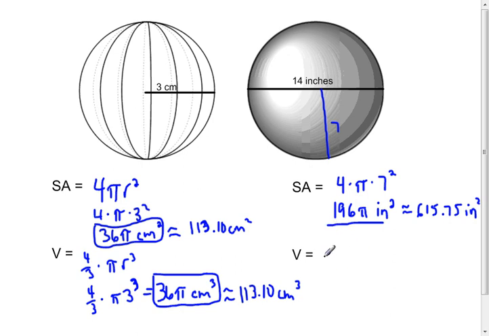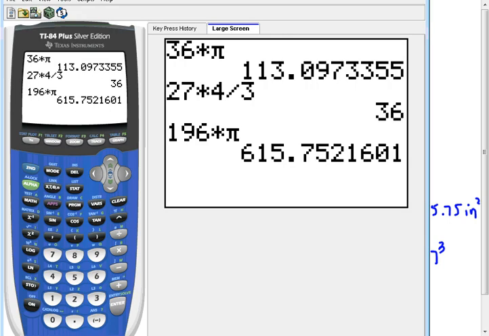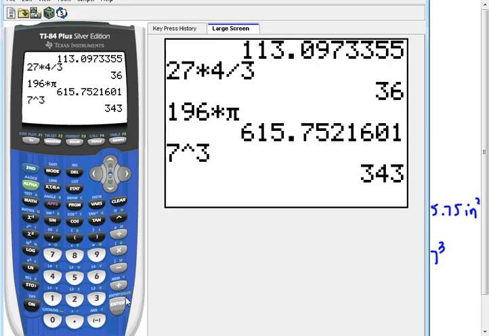Our volume is the other formula. It's 4/3 pi times the radius cubed. Okay, the radius is 7, so it's going to be 4/3 pi times 7 cubed. So 7 cubed is a huge number. Let's figure out what that is. And then we'll multiply our answer by 4/3. So 7 to the third, we get 343. And then times 4/3.